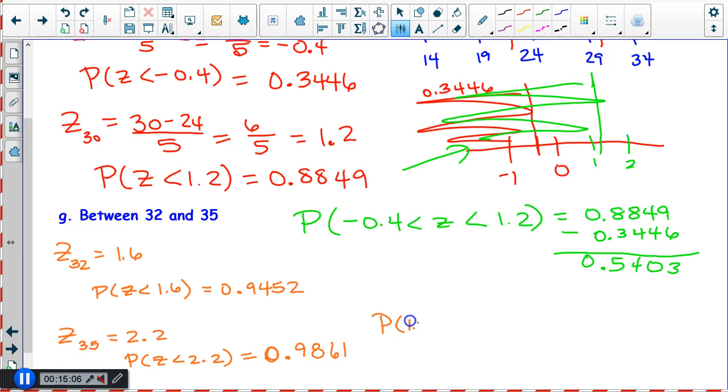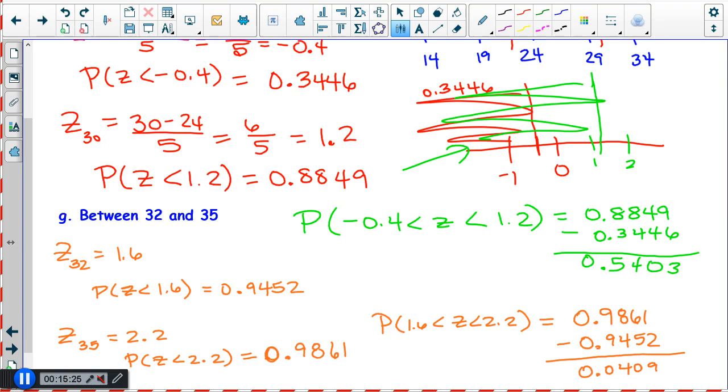So then the probability between, yes, you subtract. So between 1.6 and 2.2. You okay over there? Yeah? 9, 4, 5, 2. What'd you get when you subtract? 0, 4, 0, 9. You second that? Everybody good? You third? Yay!